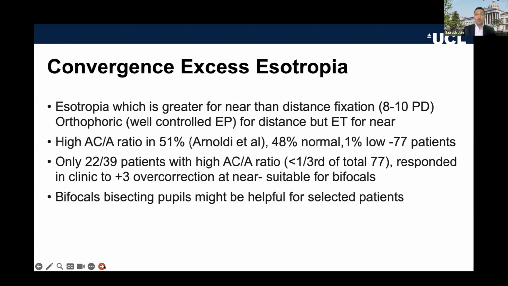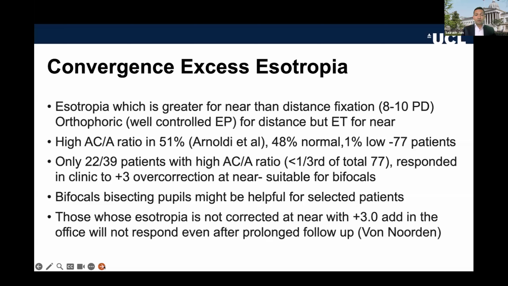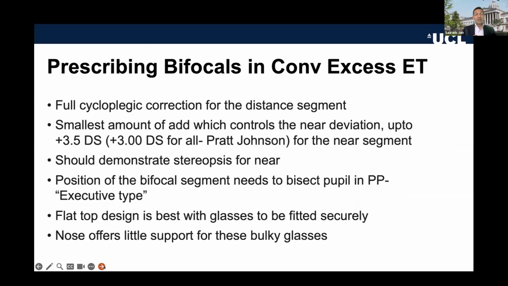And even of those, only 22 of the 39 actually responded to a +3 override in clinic, which means less than a third of these patients with convergence excess esotropia responded to a bifocal. So bifocals, especially those bisecting the pupils, are really helpful for a selected group of patients with high AC/A ratio. But most importantly, they have to demonstrate in the clinic that when you add the +3 add, it makes a difference. Not only does it make a difference, it should really make them orthophoric for near and they should be able to demonstrate stereopsis.